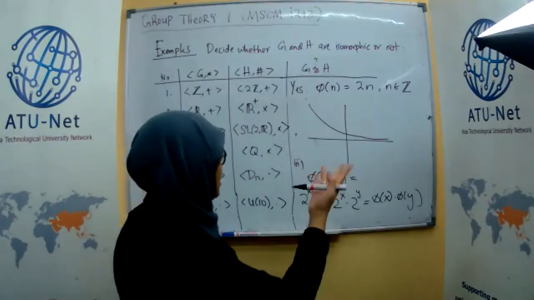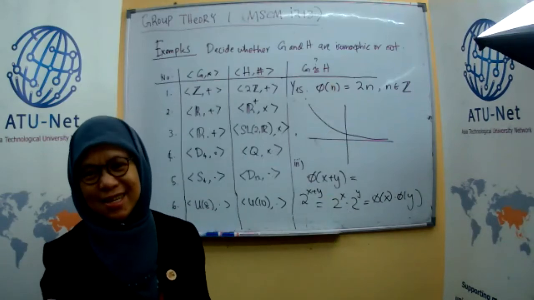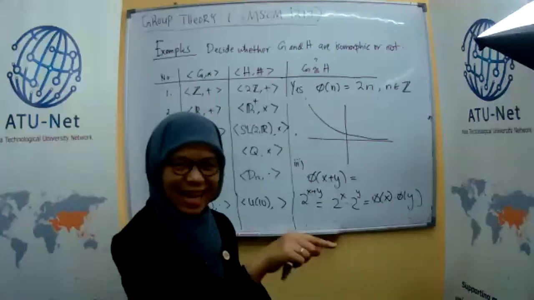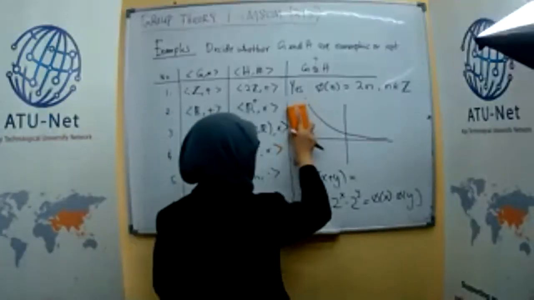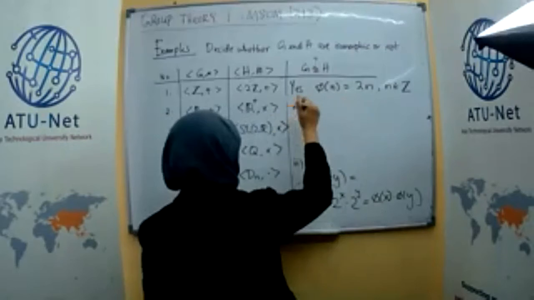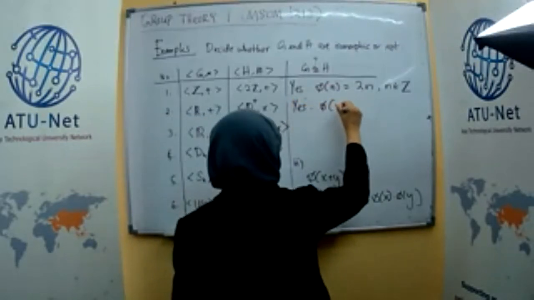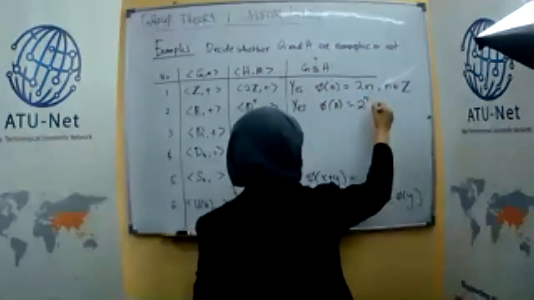It's the reflection on the y-axis. It's to the negative, right? Yeah, to the negative x. Okay, so you can have many answers. So the answer is yes. Example: phi to the, if I use n, will be 2 to the n.